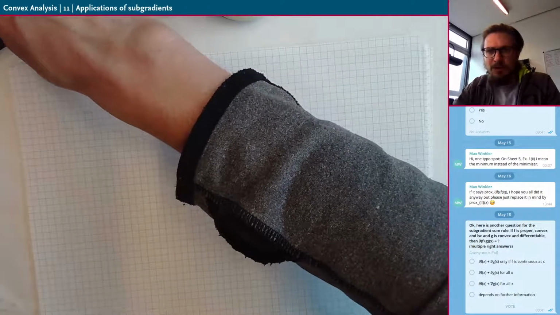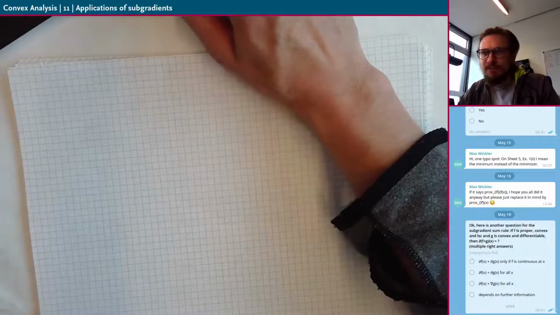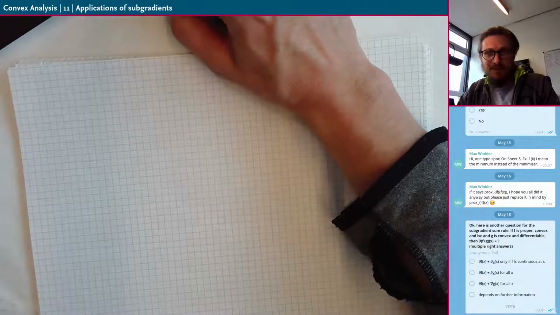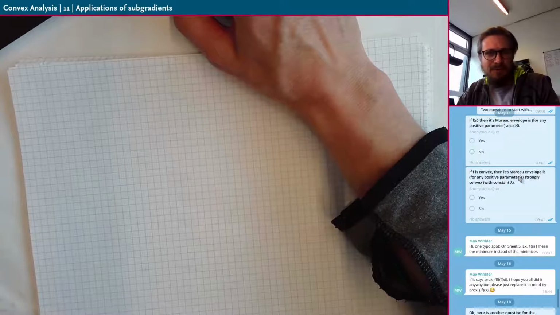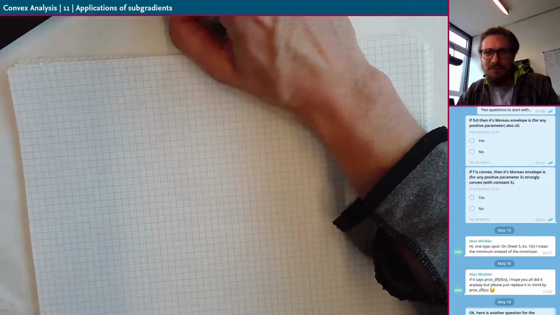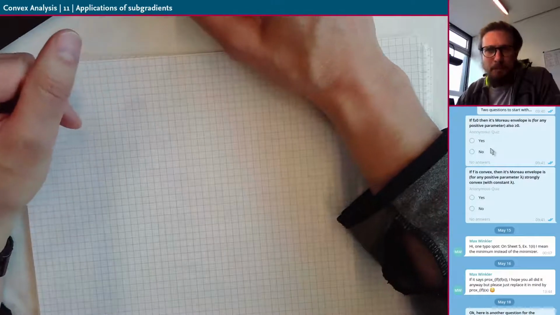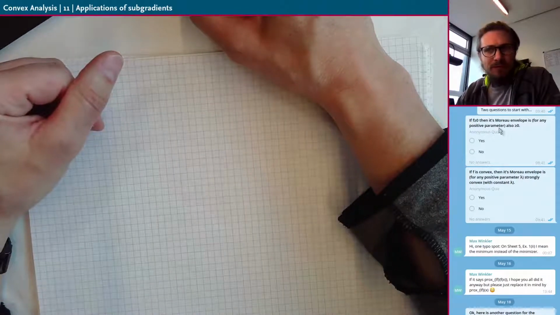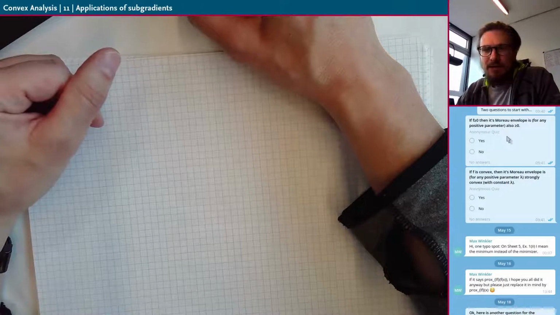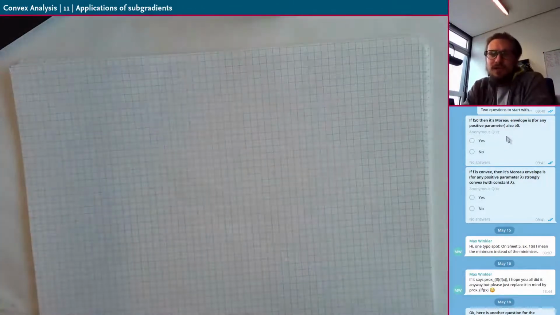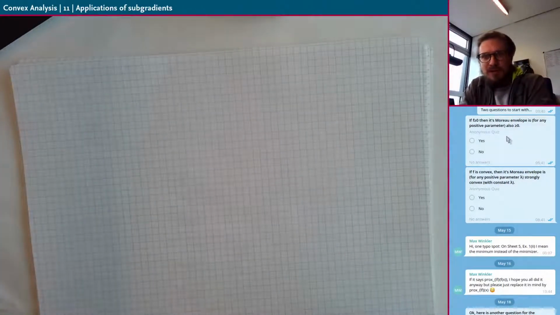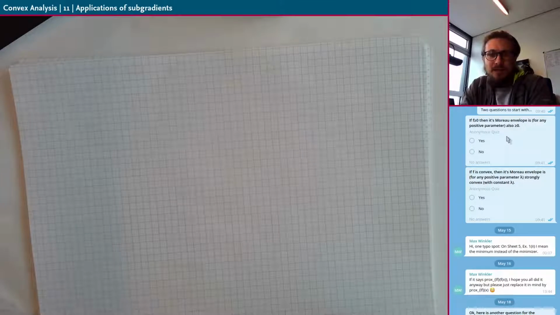Anyway, we still had some unanswered questions from last week. Maybe I'll just say a few words so you know what it's about. We talked about the Moreau envelope a week ago, and there was this simple question: if you have a non-negative function f, what about its Moreau envelope for any positive parameter? Is it still non-negative or not? And the answer is obviously yes.